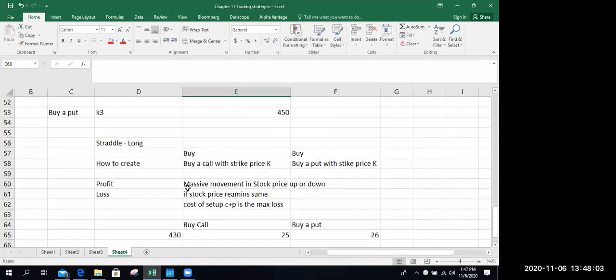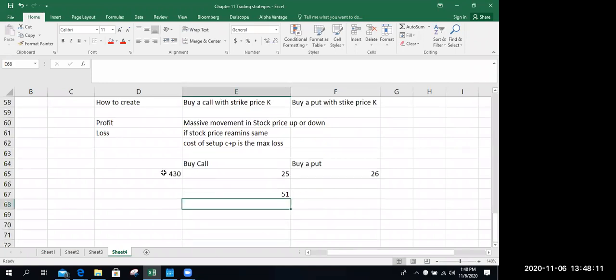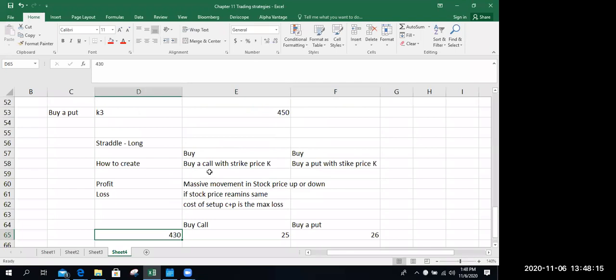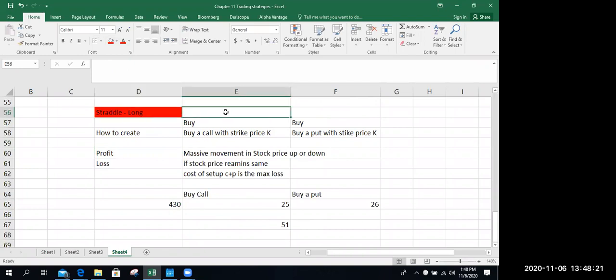Now, when do you make money? Massive movements in stock, either up or down, right? When do you make a loss? If stock price remains near 430. So effectively, when do you do a straddle? When do you go long on a straddle? You go long on a straddle if you expect massive movements. You don't know the direction where it will move, but you know massive movement is going to happen.